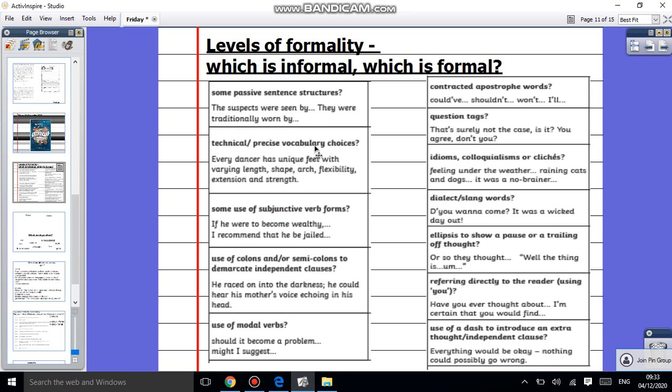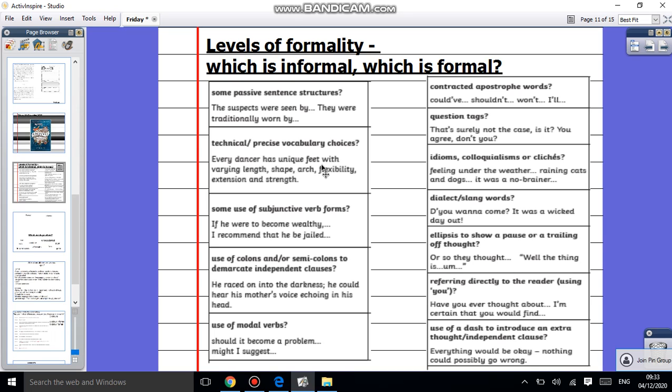We've got technical or precise vocabulary choices. Every dancer has unique feet with varying length, shape, arch, flexibility, extension and strength. We've got the use of subjunctive verb forms. If he were to become wealthy, I recommend that he be jailed. We've got use of colons and or semicolons to demarcate independent clauses. He raced on into the darkness.